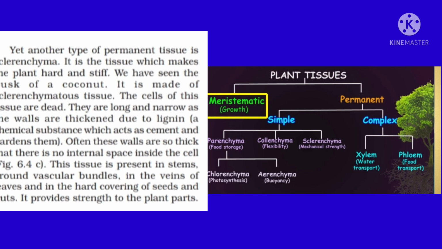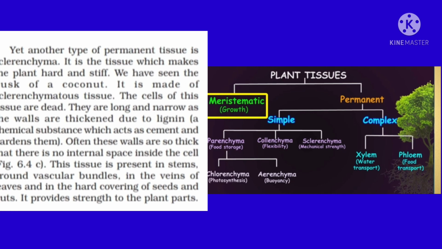This thickened cell wall is due to a cement-like material called lignin. It is a chemical substance. There is no intercellular space between two cells. We can find sclerenchyma tissues in stems and around vascular bundles, in the veins of the leaves and the hard coverings of seeds.